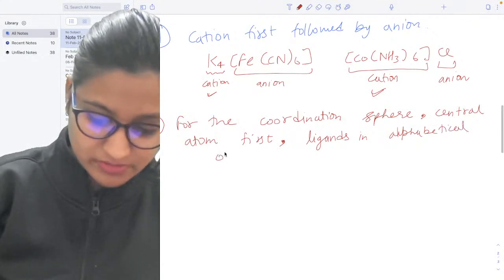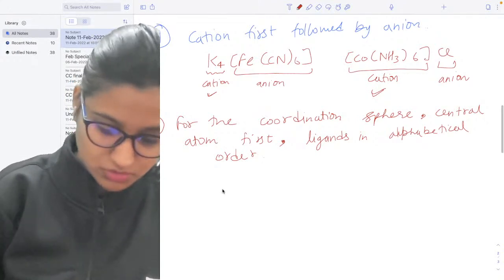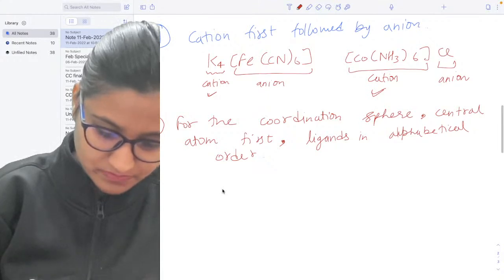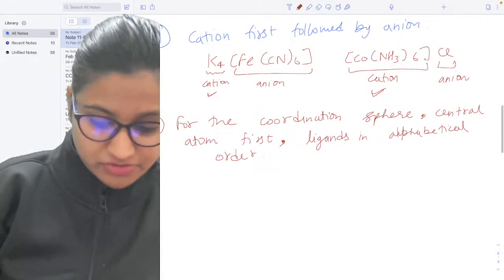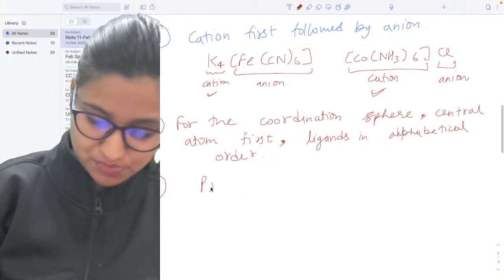ligands का नाम आप कैसे लिखोगे? Alphabetical order में लिखोगे, ठीक है. Cool. This is the first rule, ठीक है. Number 3, you have to use the prefix.